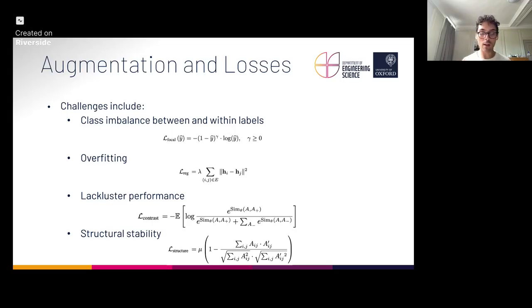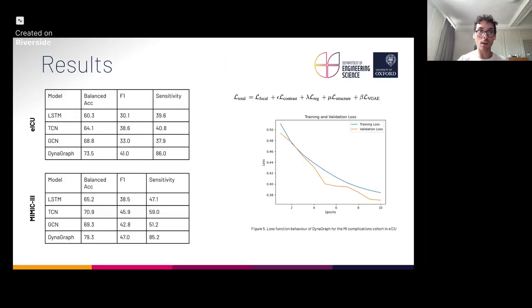And structural stability: if we're looking at a patient stay over 10 days in 4-hour time blocks, the graphs near the end of the stay and near the beginning of the stay might look very different for no justifiable reason. To guarantee stability of the graph representations through time, so that they shouldn't deviate too much from each other, we implement a structural loss that will penalize future adjacency or graph representations the more they deviate from the previous time step. In that case, we guarantee stability through time.